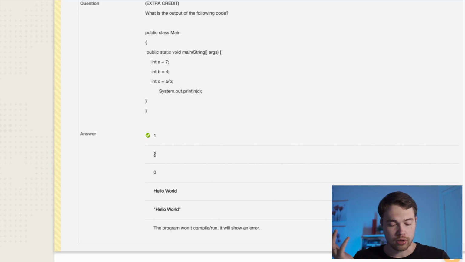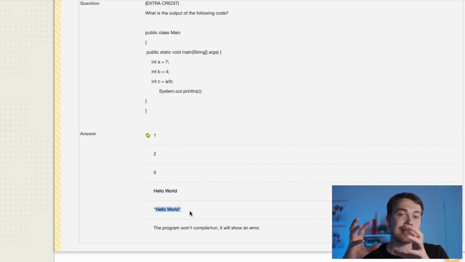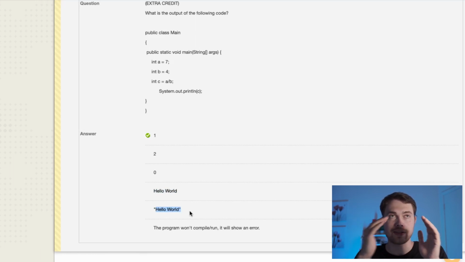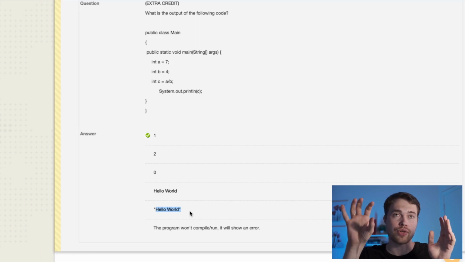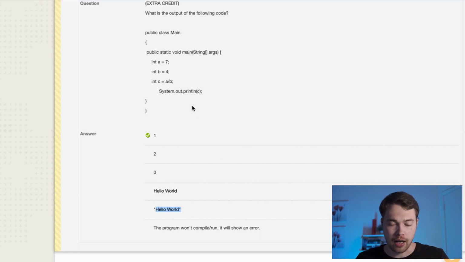It's not 0, not hello world, of course. That's absolutely insane, so definitely don't choose that. Why? Because if hello world was printed out, that would mean that in System.out.println there should be something indicating hello world. And here we have c, and c is some numerical value for sure, so it's definitely not hello world. This would also maybe make sense, that the program won't compile or run and will show an error, right? Unfortunately, that's not how it works. Definitely, since everything is open so far, you can copy this code, paste it into Eclipse, and see how it works.